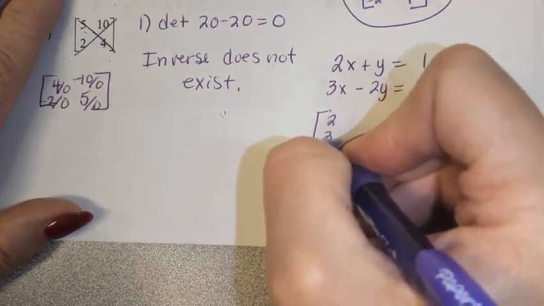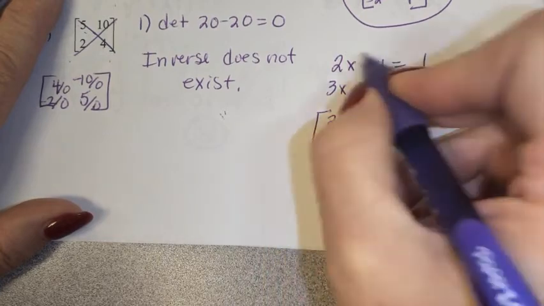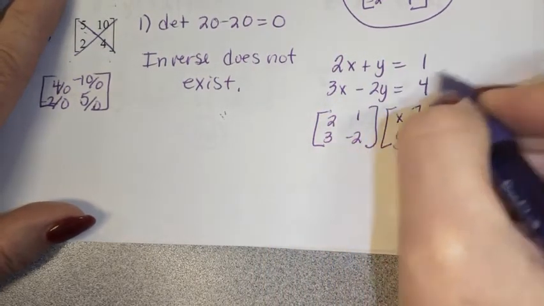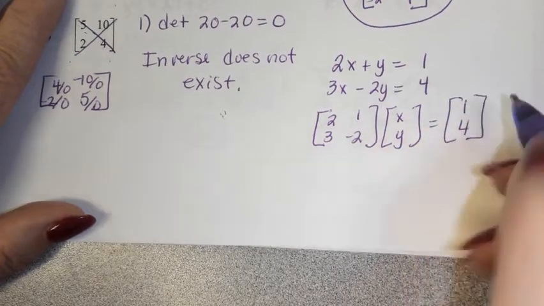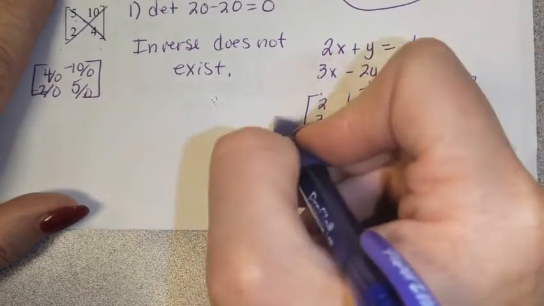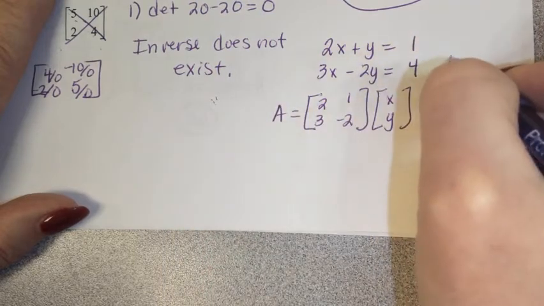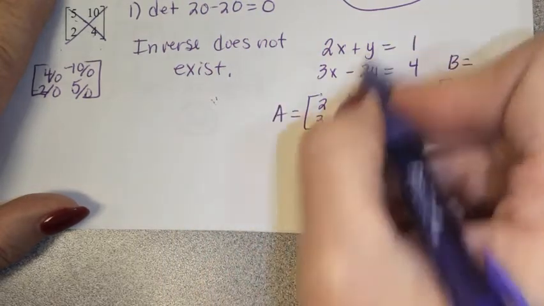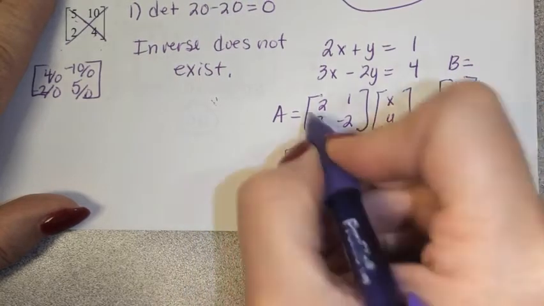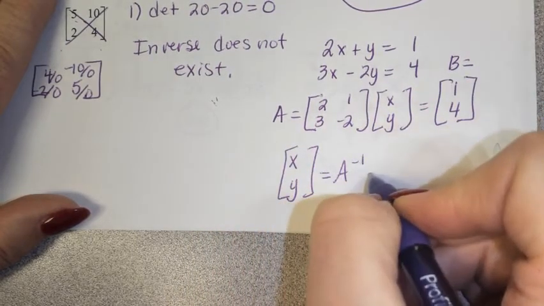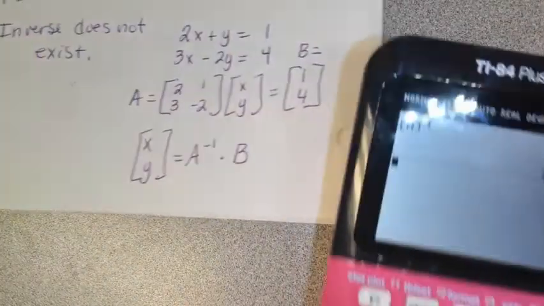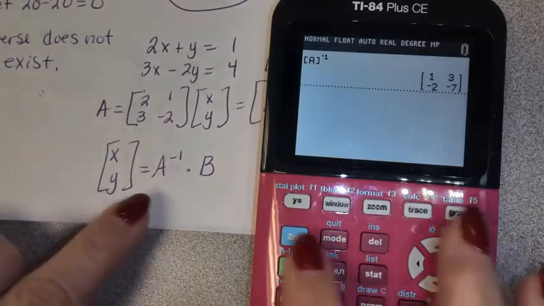So what I can do is I can write the first part of this as a matrix. So the coefficients of x and y become my first matrix. X and y are what I'm solving for. So if I call that matrix A and that matrix B, the way I can solve this system is I can actually do the inverse. That matrix XY is going to be equal to the inverse of matrix A times B. So this is just another way that we can solve systems.